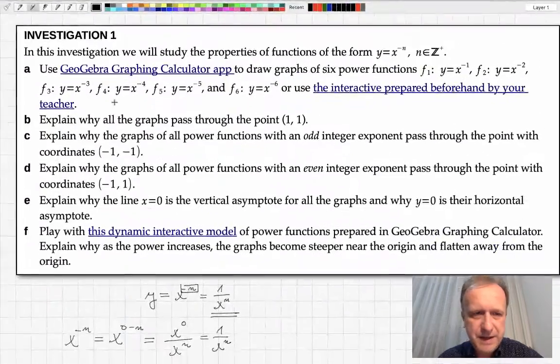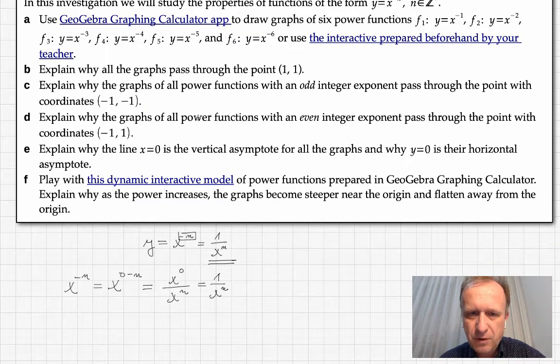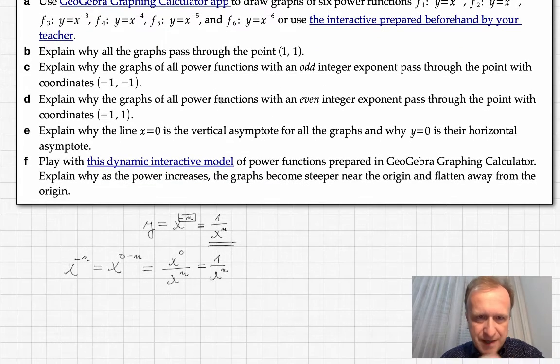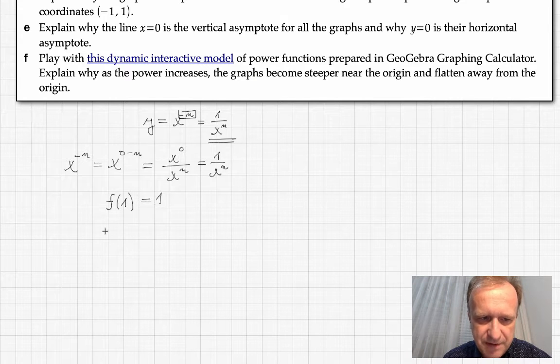Okay, so in part A we had to draw them, and this is what we did. We observed what we got, and now let us move on to some understanding. So in part B we should explain why all the graphs pass through the point 1, 1. So you saw it, all of them passed through this point. Now to explain this, all we have to do is to show that for any of those functions, f of 1 should be equal to 1.